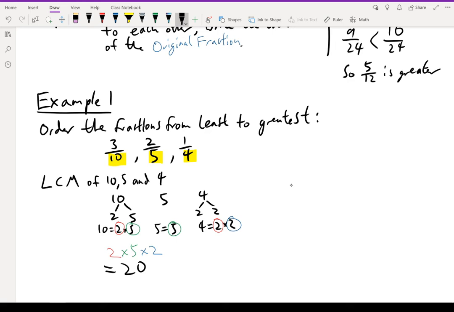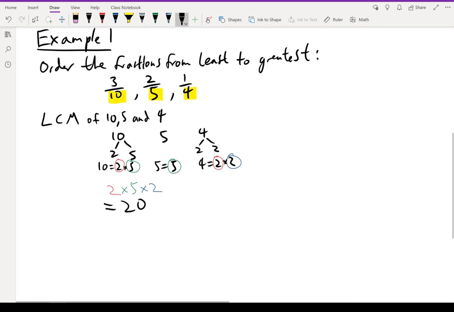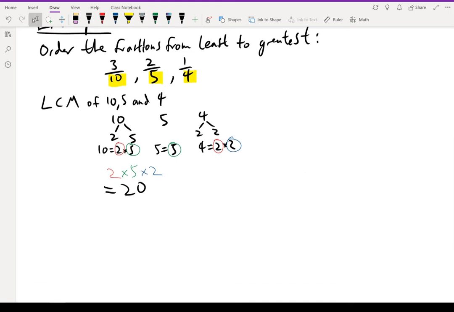Okay, does that make sense? I think it does. With 10, 5, and 4, you can list it out, and you will find that the LCM is in fact 20. So after you find the LCM, I want to write each of the fractions in terms of their equivalent fraction where the denominator is 20.